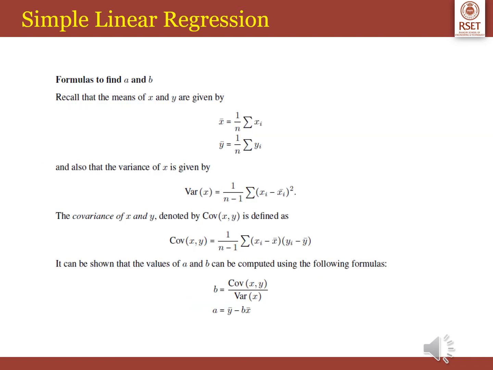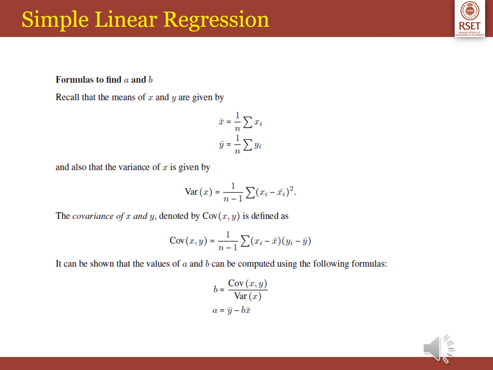Mean of x is denoted as x bar and it can be computed using the equation 1 by n sigma xi. Similarly, mean of y is y bar, that is equal to 1 by n sigma yi. Variance of x can be computed using the equation 1 by n minus 1 sigma xi minus x bar the whole square. And covariance of xy is equal to 1 by n minus 1 sigma xi minus x bar into yi minus y bar.